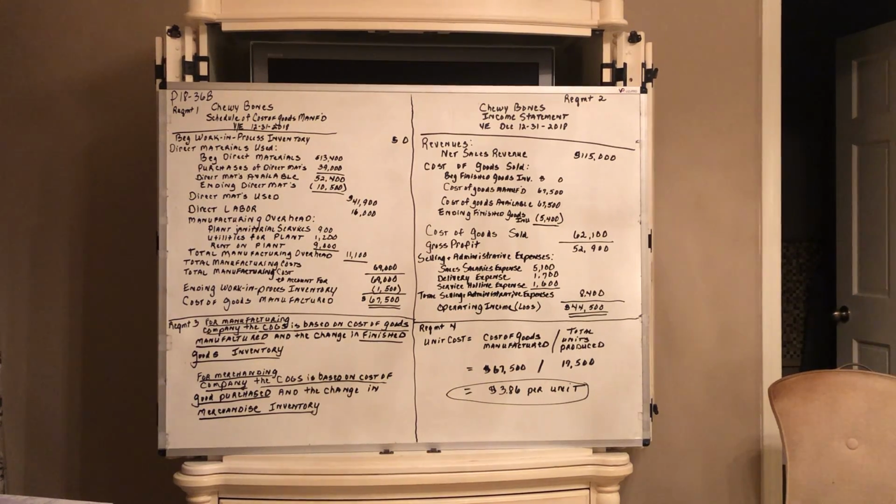So, Chewy Bones manufactures its own brand of pet chew bones. At the end of December 2018, these are the balances. The accounting records show the 3 pots of inventory. Again, inventory differs for a manufacturing business because they have 3 different kinds. They have raw materials that they make the products with, work in process, which is what they're working on, and then finished goods, it's done, it's ready to be sold.